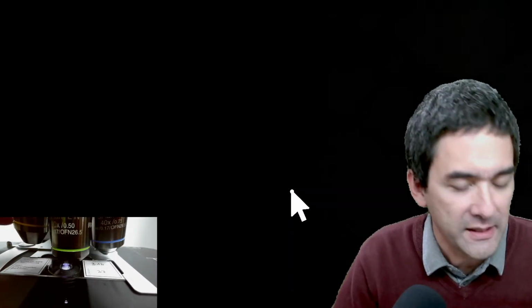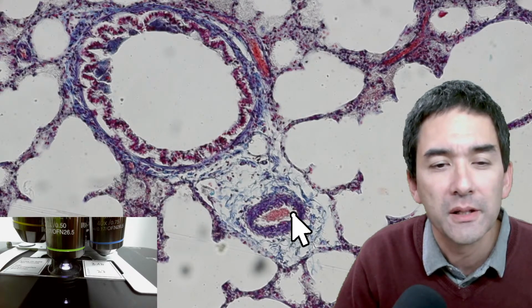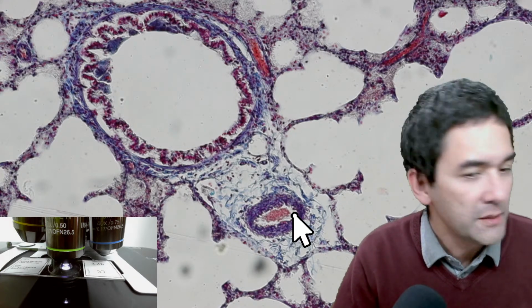I'm going to look at a blood vessel later on again. But here you see the red blood cells inside, and here the wall of the blood vessel. Okay, so let's move on again.